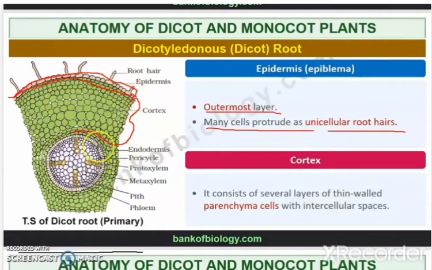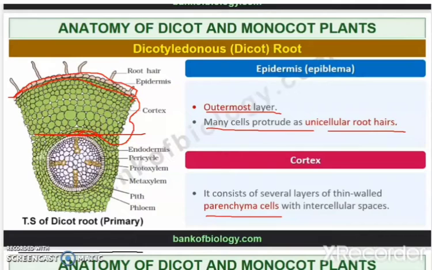So it is the cortex portion, and what is it made up of? It is made up of thin-walled parenchyma cells with intercellular spaces. Between the cells, they will show some space. You can see empty space between 2 cells of parenchyma, right? So it consists of several layers. You can see how many layers the cortex includes. Up to this part, it is the cortex portion.